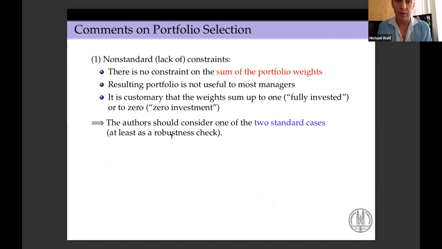Comment on the portfolio selection. I think that is really a non-standard problem you're looking at, because crucially, there's no constraint on the sum of the portfolio weights. I think such a portfolio would not be useful to most managers, or maybe to all managers out there, since it's customary for managers to be either fully invested, so the weights sum up to one, or zero invested, market neutral or dollar neutral, so the weights sum up to zero. But in your portfolio the weights can sum up to anything. And I think that would be a problem to people who actually have to invest money.